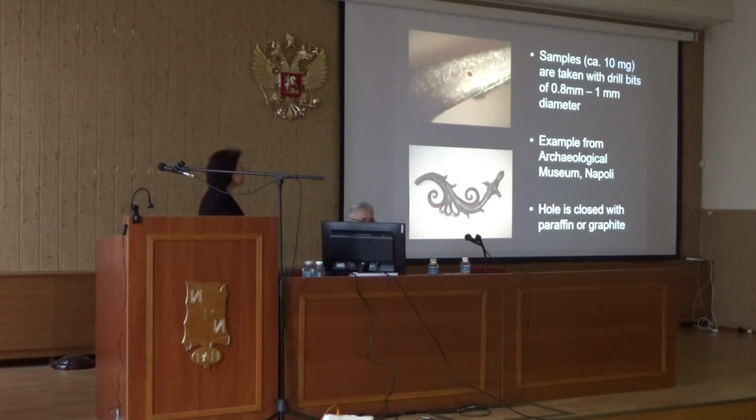This volute belongs to a statue which came out of Pompeii, and I've been working on this in Naples a couple of months ago. The small hole is then closed with paraffin or graphite, whatever you prefer, so to avoid humidity, for example, or problems with that. But it's very small, and it is important to have this kind of analysis to get really precise results.